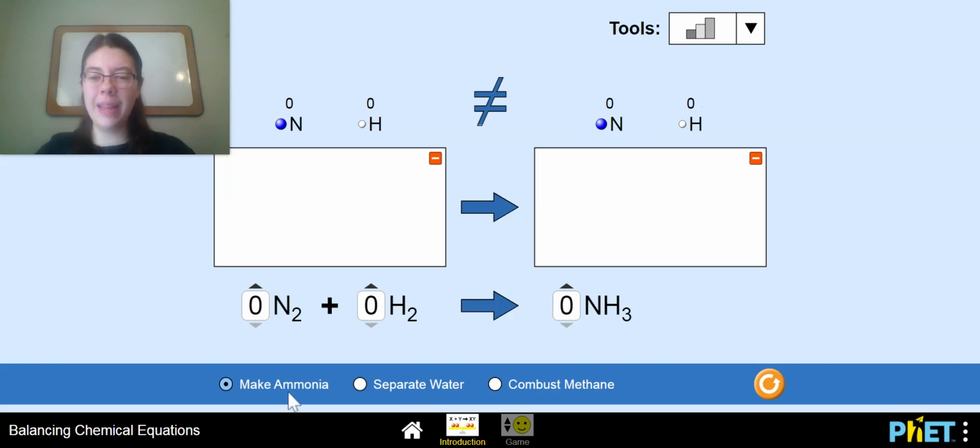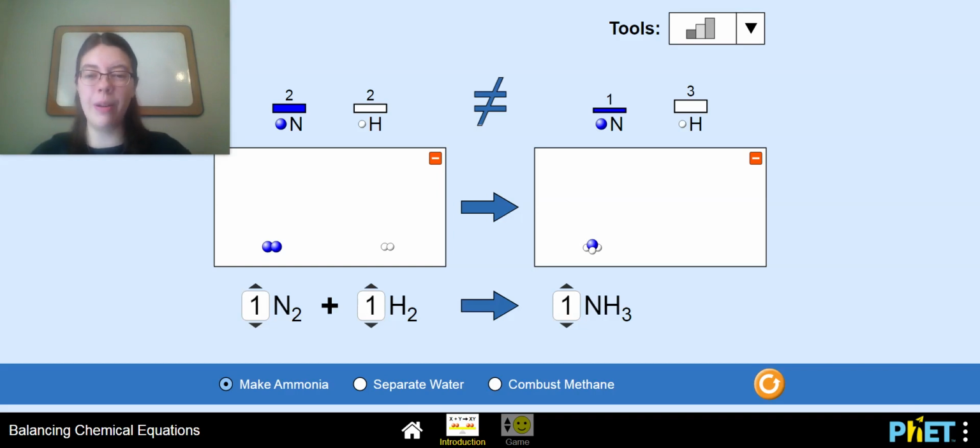So to get started with this, we have the make ammonia option down at the bottom, and then we have these little boxes. Now it starts off with 0 for the coefficient of all of the compounds, which obviously we don't want, because if you have nothing, nothing happens. So we're going to go ahead and get started with a 1 for each of these, okay? And then from there, you want to think about what you need in order to get them balanced. Now, a few things I want to point out.